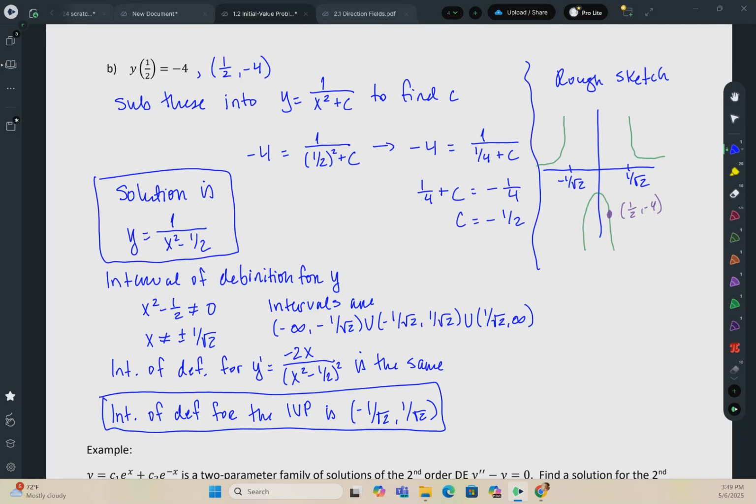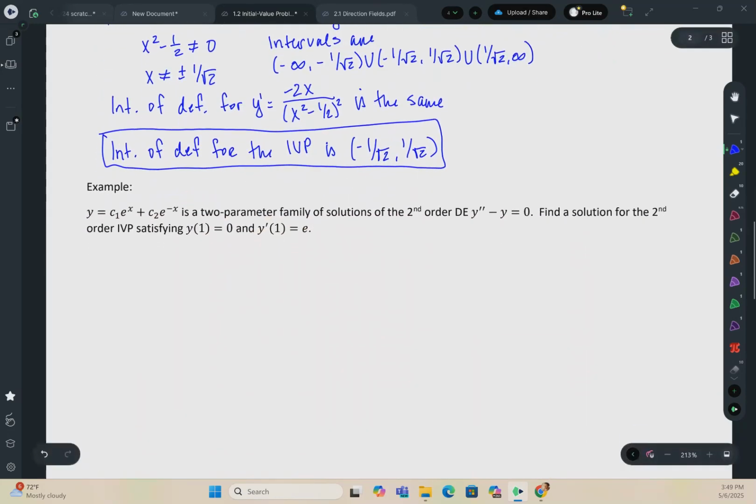Okay. In the next example, we have more than one parameter. This is the case where we have a 2-parameter family of solutions of a second order ODE that was y double prime minus y is equal to 0. And I brought this up in the last section where I said sometimes you're going to see more than one parameter and they won't be written as plus c and plus d. And this is exactly that. Here we have y equals c1 e to the x plus c2 e to the minus x.